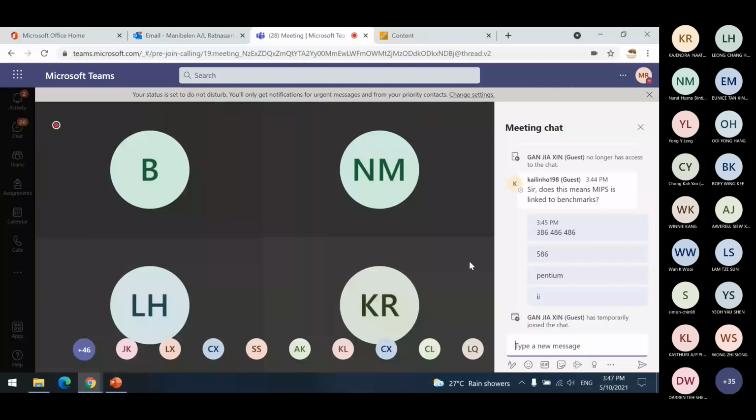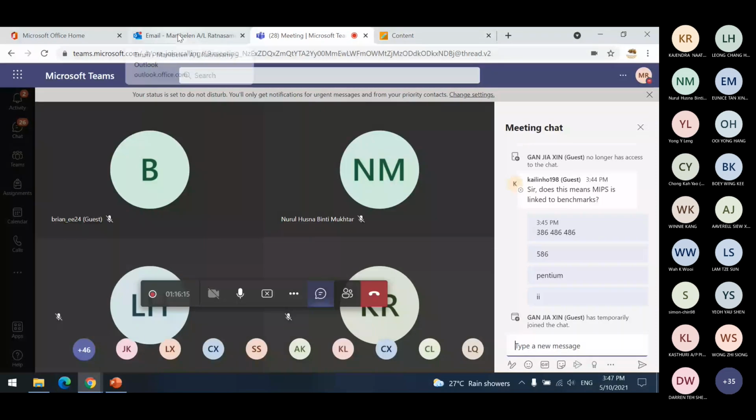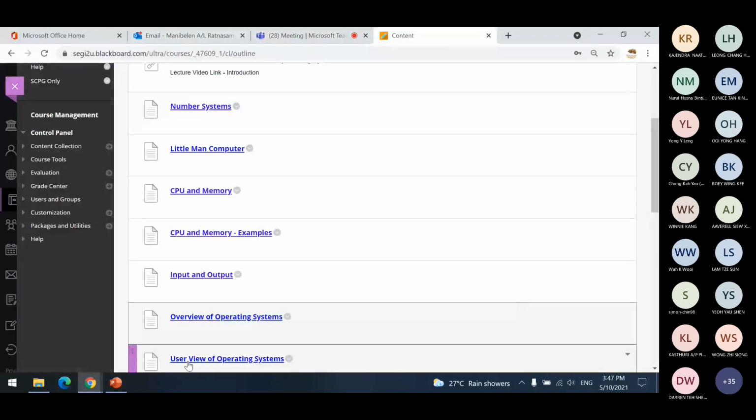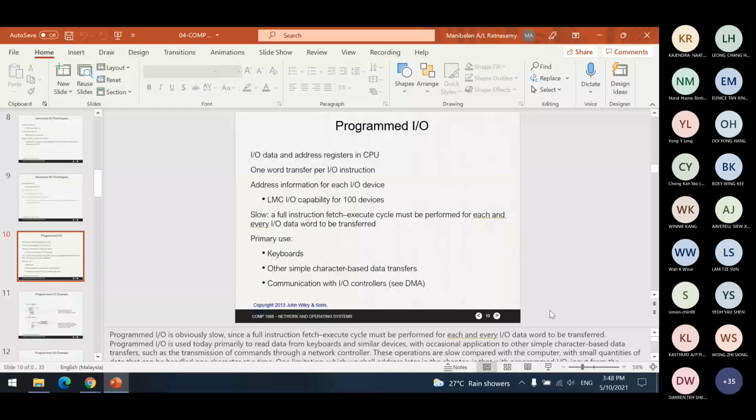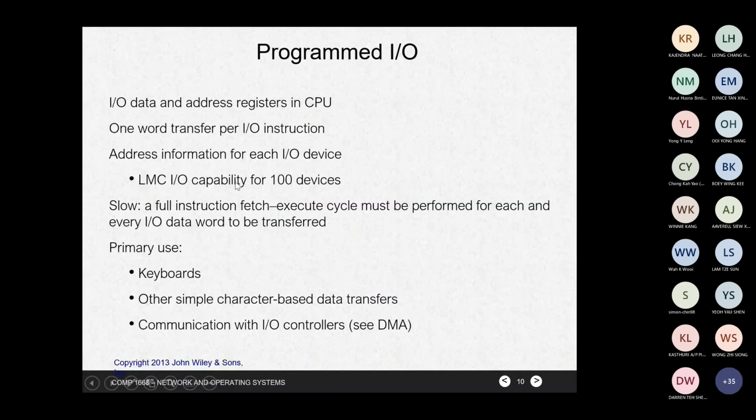So you need to understand that MIPS. We have a slow fetch-execute cycle where the MIPS will be very low, such as keyboard and other simple character-based data transfer devices, such as your OCR, optical character recognition, one character at a time.